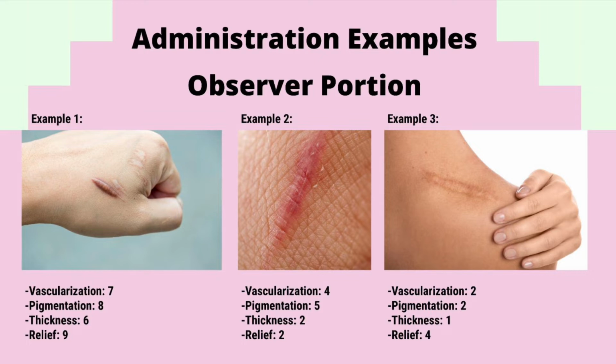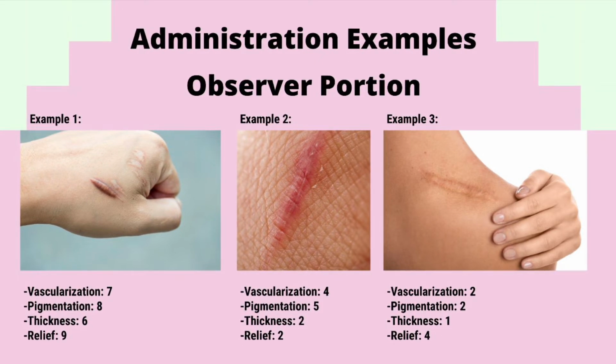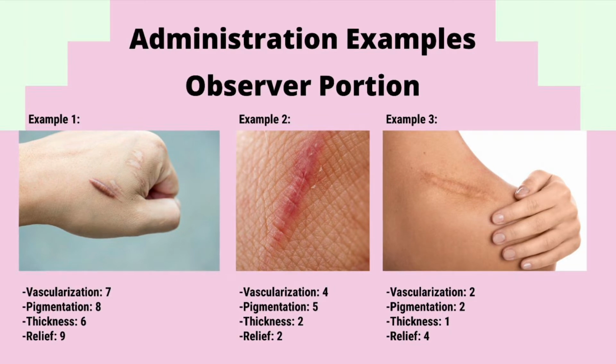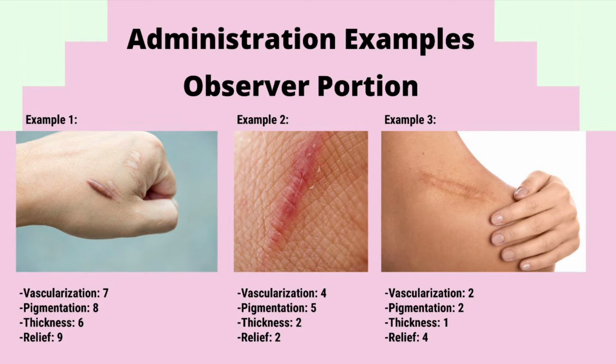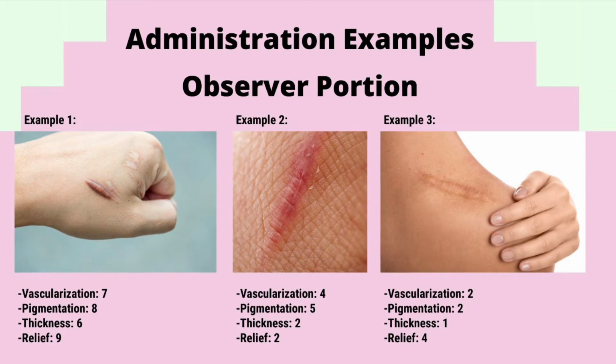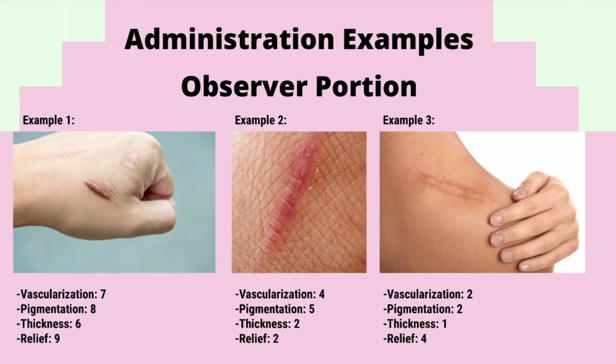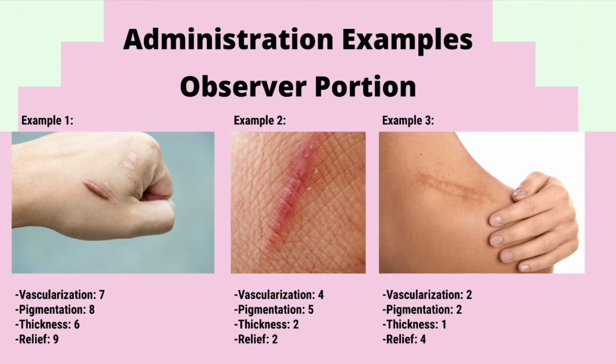For example 1, we have a scar on the hand. I rated vascularization at a score of 7 because for coloring, this is in between a red and a purple. For pigmentation, I rated a score of an 8 because the skin is clearly hyperpigmented, meaning that the scar portion is darker than the regular portion of skin. For thickness, I rated this scar as a 6 because we can tell in the picture that the scar is raised off of the normal skin level. And for relief, I scored a 9.